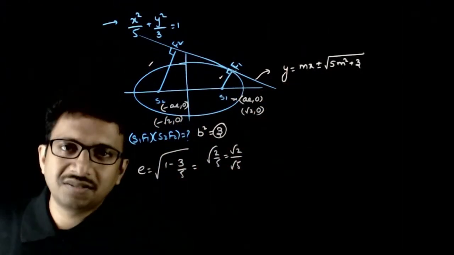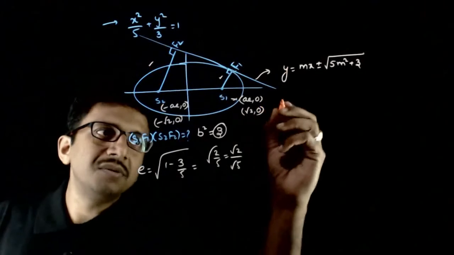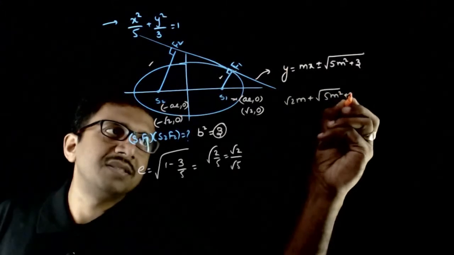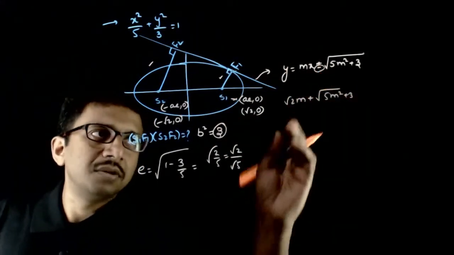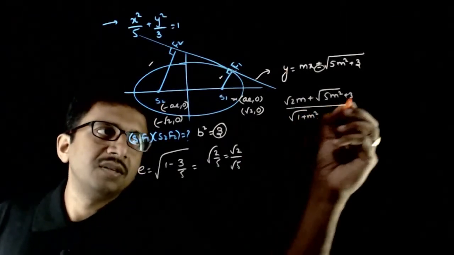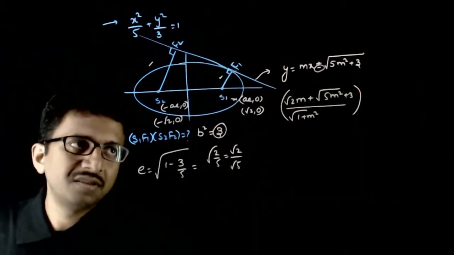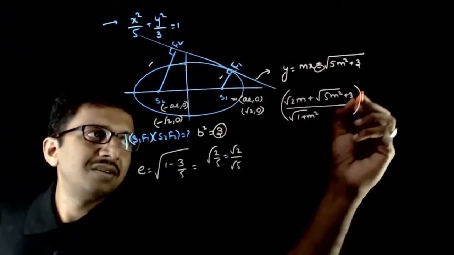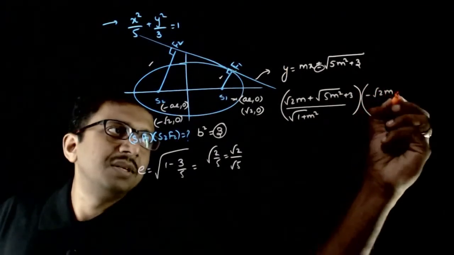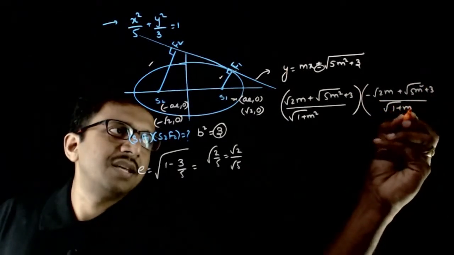Now what is the distance? What is the first distance? Writing the tangent as mx minus y plus or minus root of 5m square plus 3 equal to 0, let me take any one side. The first perpendicular distance from root 2 comma 0 onto this is root 2 m plus root of 5m square plus 3 by root of 1 plus m square. And the perpendicular distance from minus root 2 comma 0 is minus root 2 m plus root of 5m square plus 3 by root of 1 plus m square.